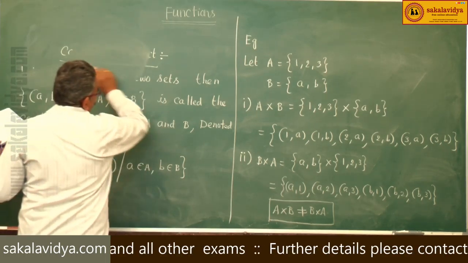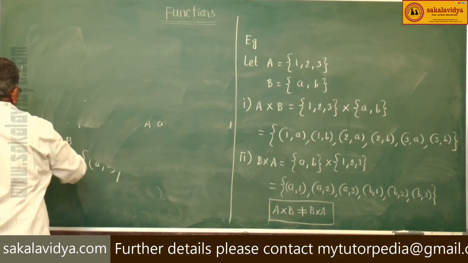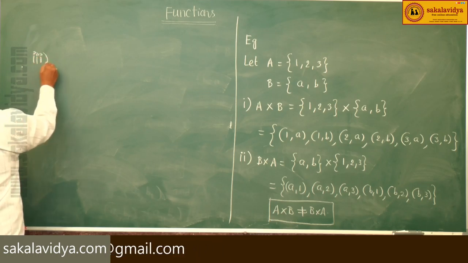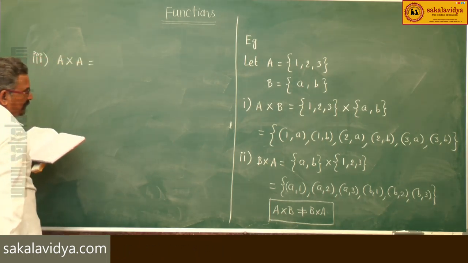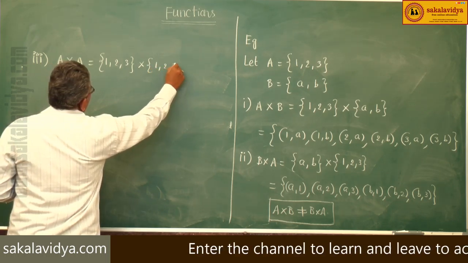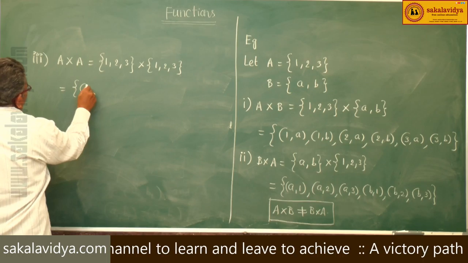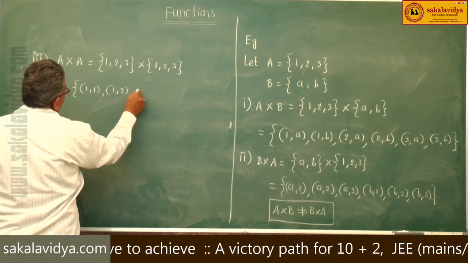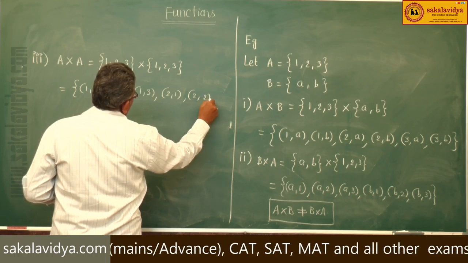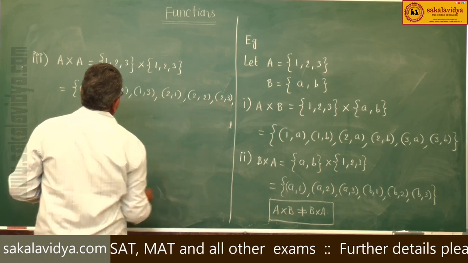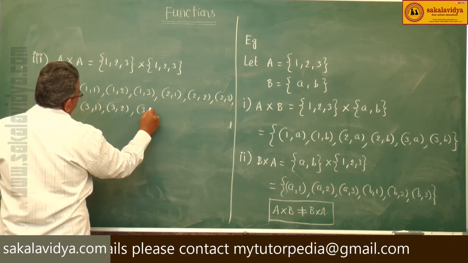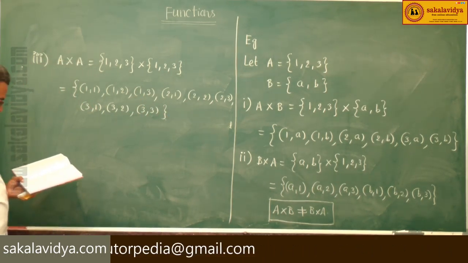Now one more example. Let us find A cross A. A cross A means {1, 2, 3} cross {1, 2, 3} only. Now we get (1, 1), (1, 2), (1, 3), (2, 1), (2, 2), (2, 3), (3, 1), (3, 2), (3, 3). This is A cross A.